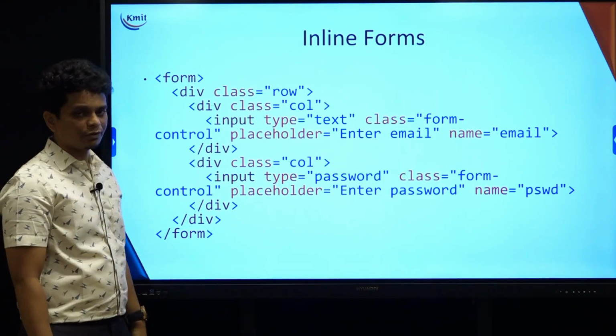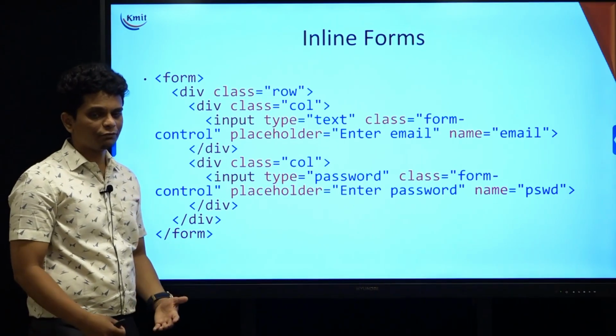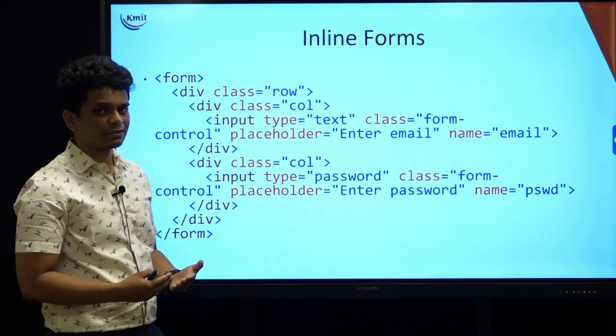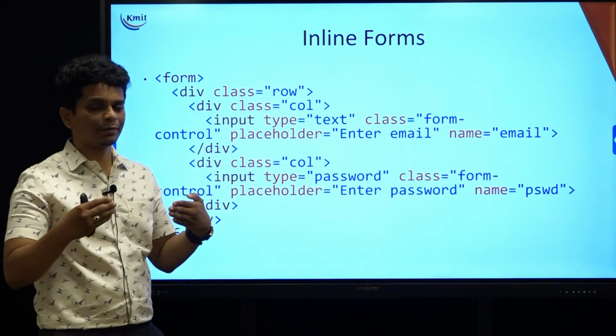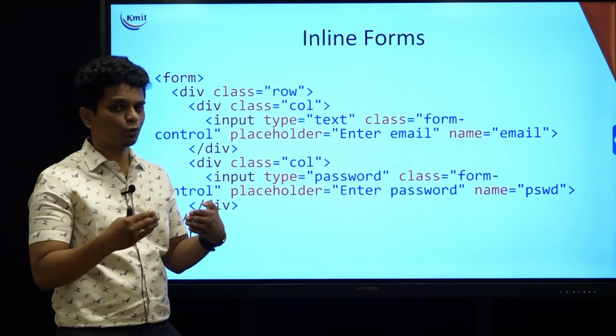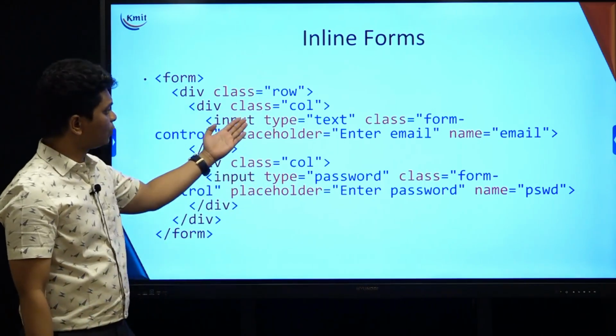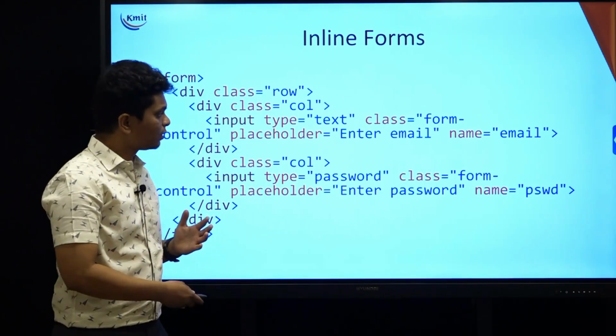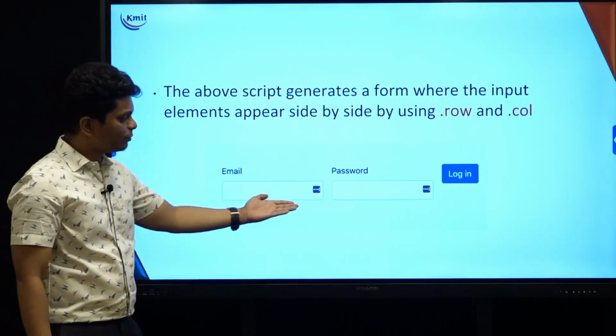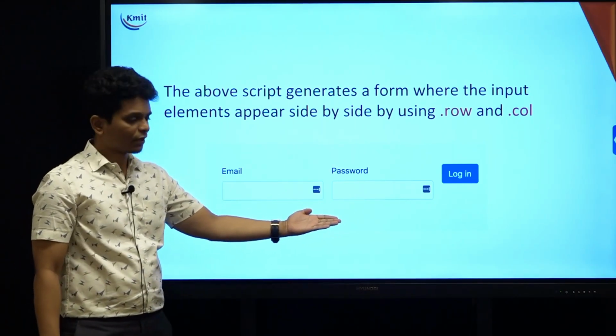So this is a code for an inline form. An inline form is a form that has two input areas or two text areas side by side. Now they both are referred to as a row and a column. The form will be displayed like this.